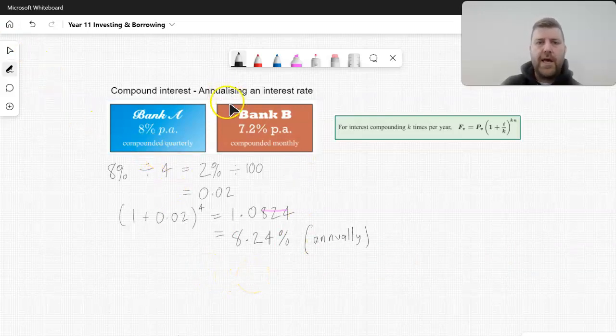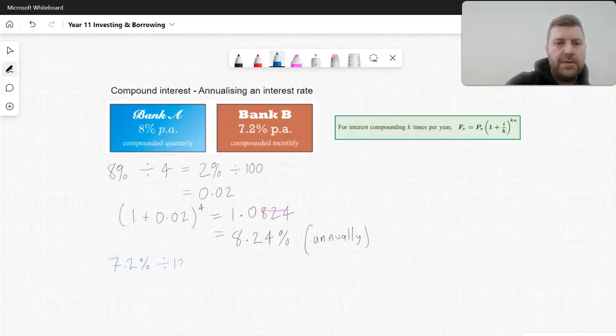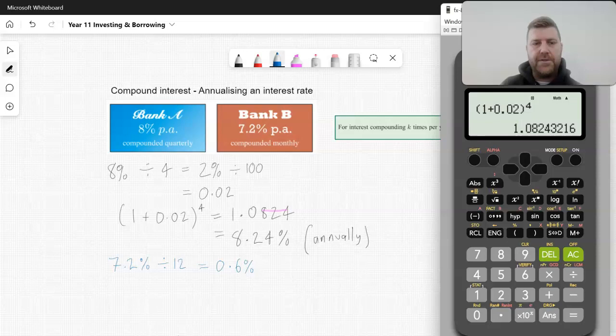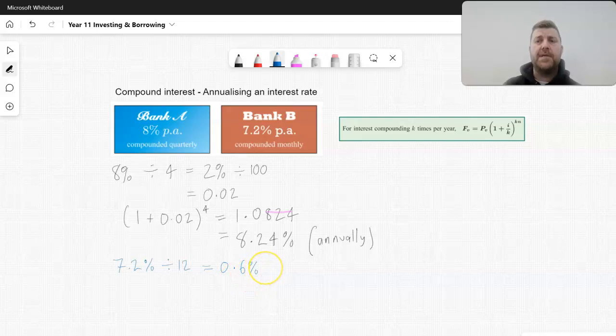Now what I'm going to do is work out the annual rate for Bank B. So again, we're going to start with 7.2%. And what I'm going to do is divide this time by the number of compounding periods per year, which is in this case 12. So divide by 12. So 7.2 divided by 12 should be 0.6. So that's 0.6%. You can put that on a calculator if you need to. So it's 7.2% per annum divided by 12 months of the year, 0.6. That's still a percent. It's 0.6% per month.